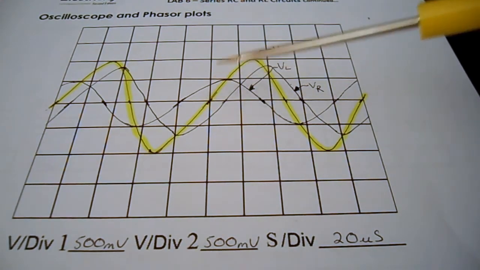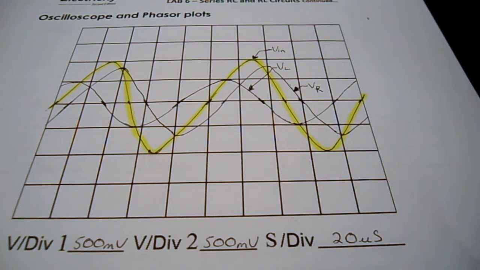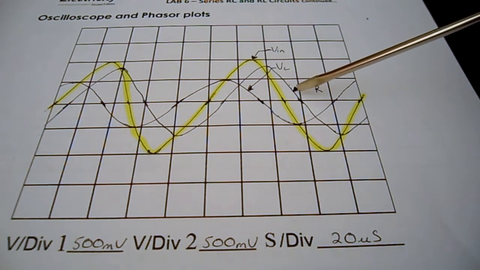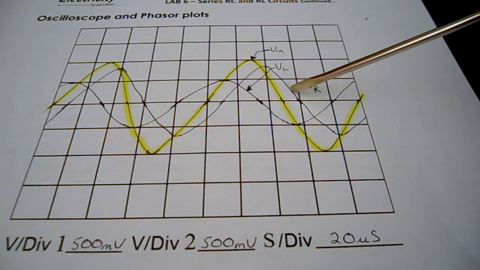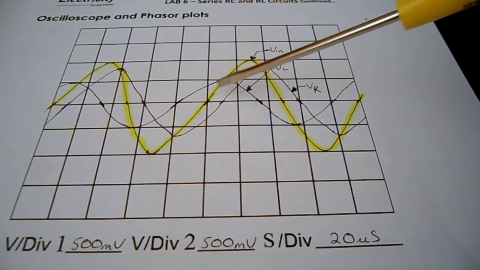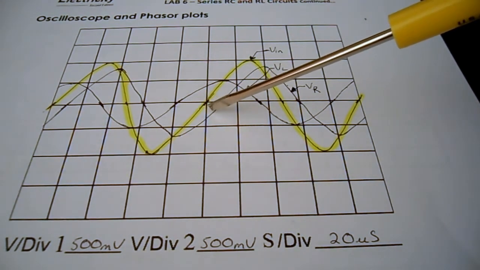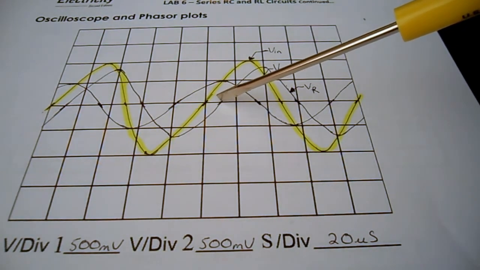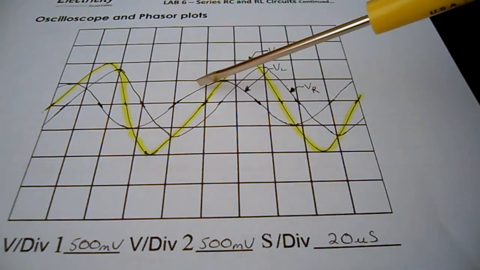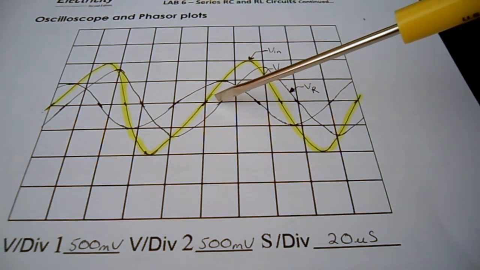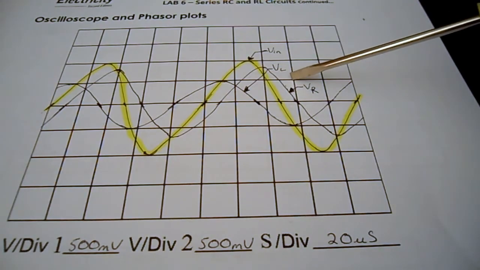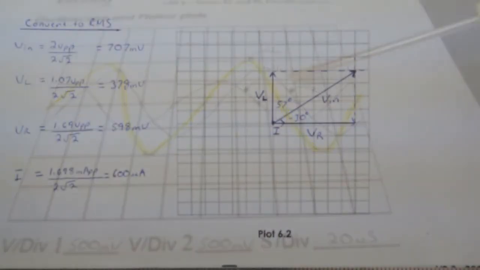So then I turned off channel 2 and I put on the math waveform. The math waveform is VR. So I sketched in VR in relation to V in, and you can see that VR is lagging V in. I highly recommend that you highlight each of these waveforms so that you can tell them apart easily when you come back later to check your plots.